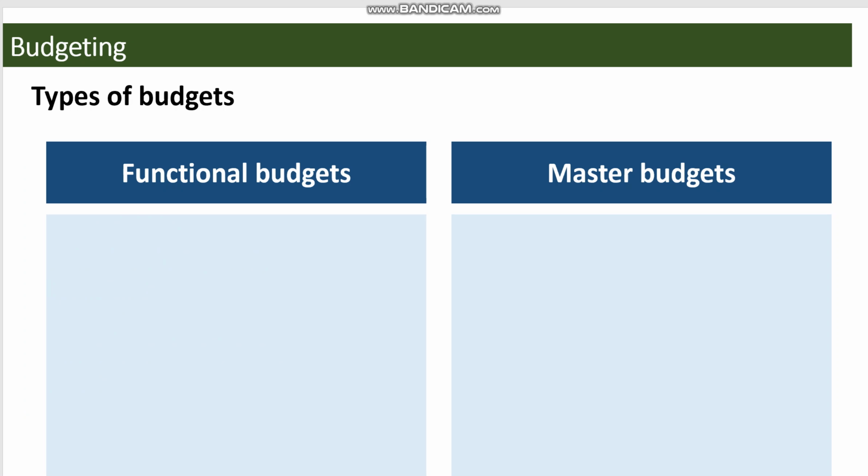Now we're going to look at types of budgets. So there are two major types of budgets, functional budgets and master budgets. Functional budgets are simply the departmental budgets. So, like sales is a function, or we can say sales is a department as well. So, functional or departmental budgets.